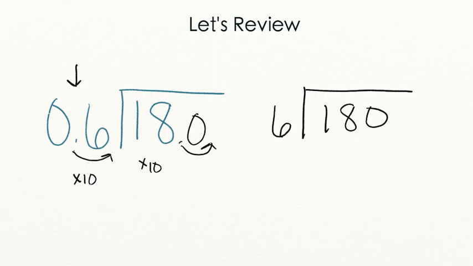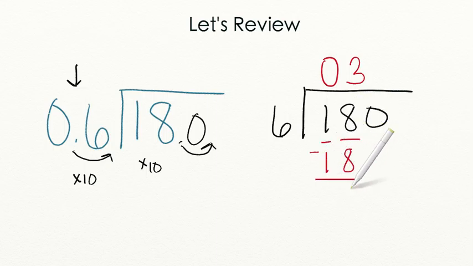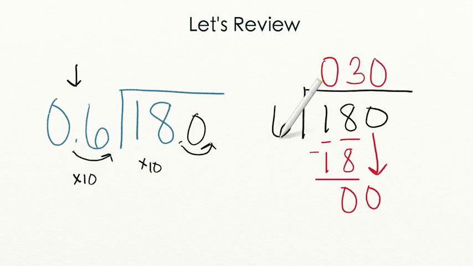Now you're going to carry out your division normally. 6 can't go into 1 because it's greater than 1, so you put a 0 as a placeholder and move to your next place value. 6 can go into 18 3 whole times. 6 times 3 equals 18, and when I subtract out, that gives me a value of 0. I'm not finished yet though because I still have one more place value to bring down. 6 goes into 0 times. 6 times 0 equals 0, and I have now completed my problem. So 18 wholes divided by 6 tenths equals 30 wholes.